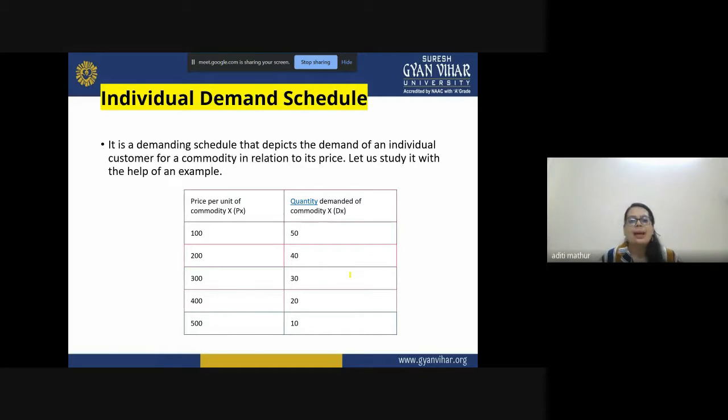So let's take an example: at a price level of 100, I might order 50 units. At 200, I will prefer to have 40. At 300, I will buy 30. At 400, I will buy 20 units. And at 500, I will buy 10 units only. So this is my individual customer demand. That's why it is an individual demand schedule.